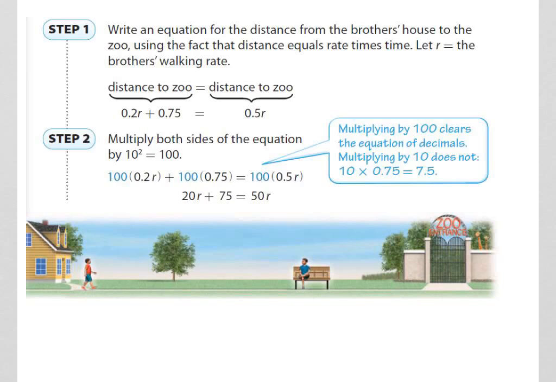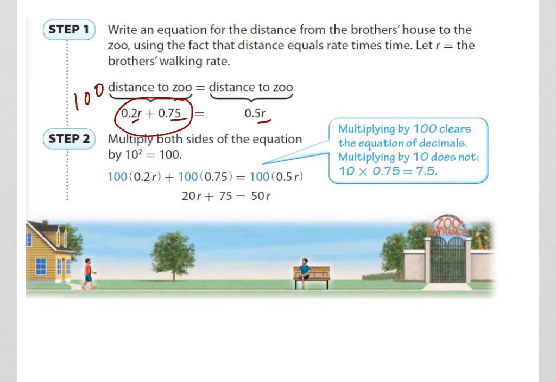Now, taking a look at these decimals: tenths, hundredths, tenths. So that means I'm going to multiply by 100. Again, tenths, hundredths, tenths. Hundredths would be my largest place, so I'm going to multiply all three decimals by 100.